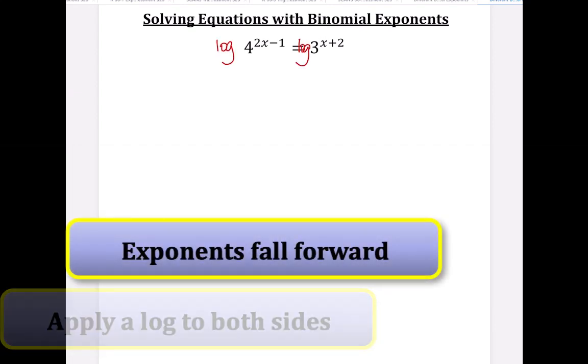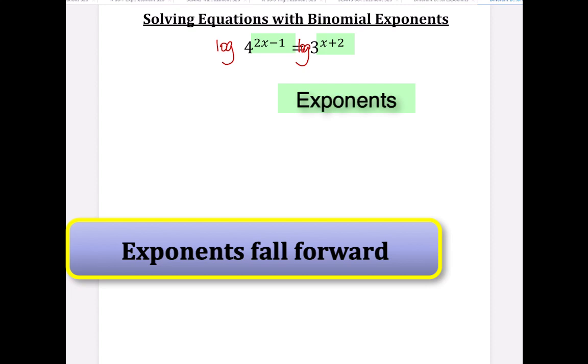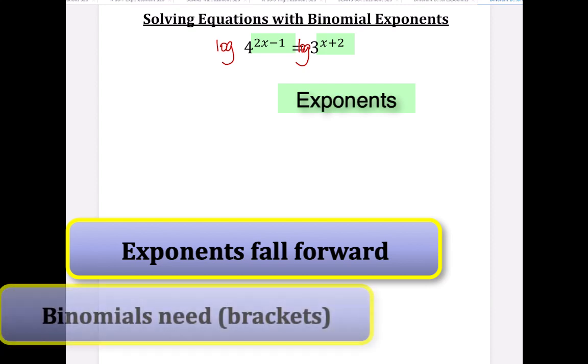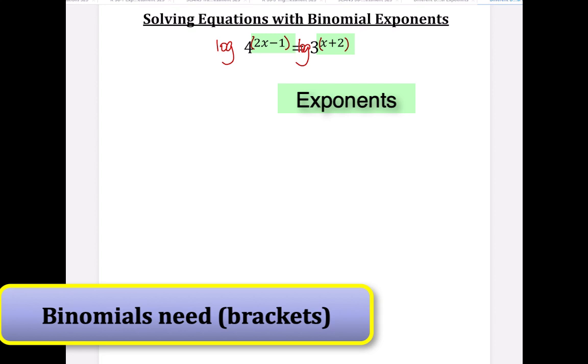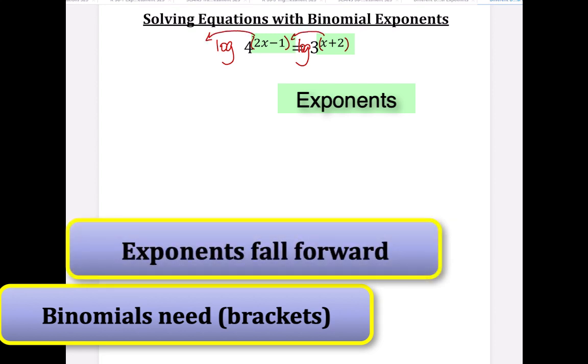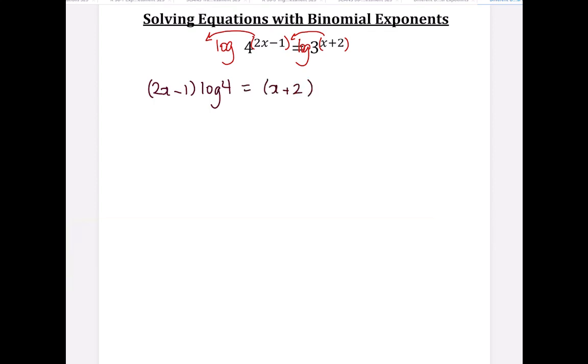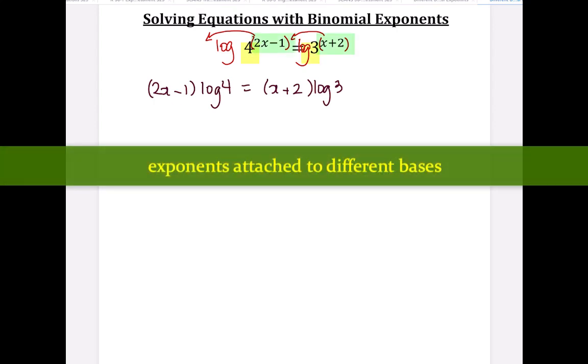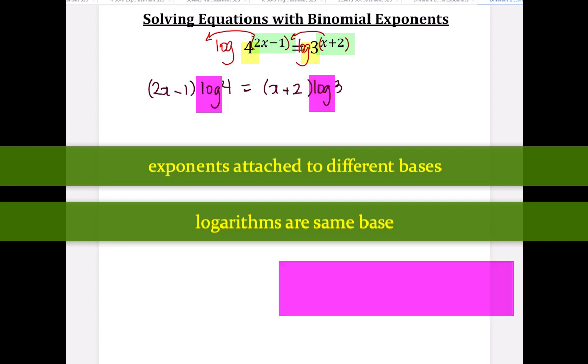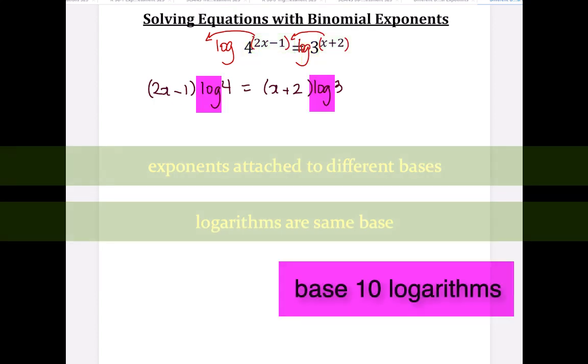And then let's have our binomial exponents fall forward. Now remember, when those exponents fall forward, they'll need to be in a set of brackets like so. So what's going to happen is these two exponents are going to fall forward, and now we're going to see that we have 2x minus 1 times log 4 equals x plus 2 times log 3. And now that we've got that, we did have exponents with different bases, but now we have logs that have the same bases. Both of these logs have a base 10.